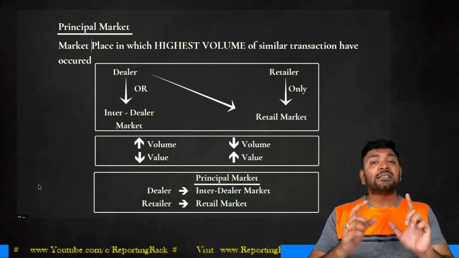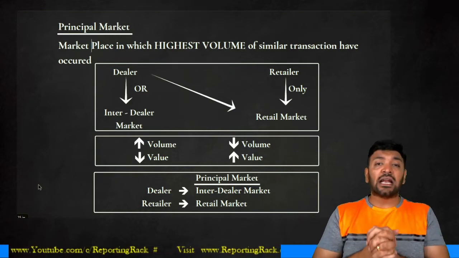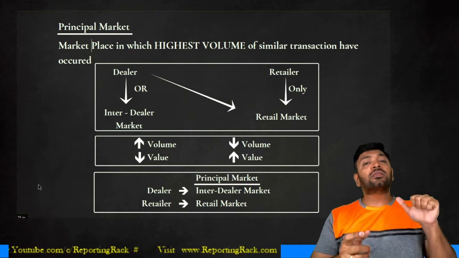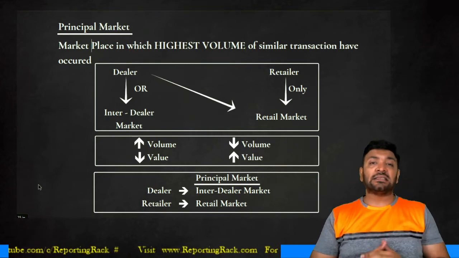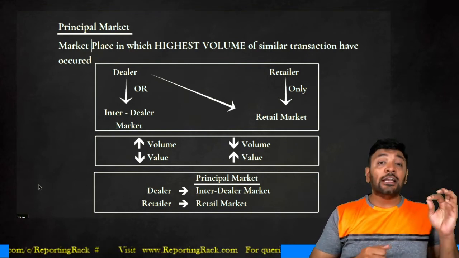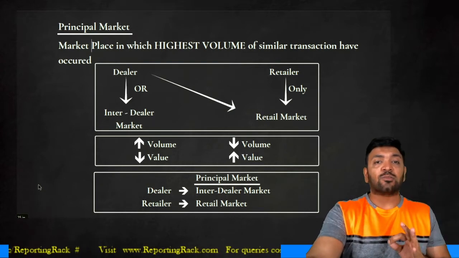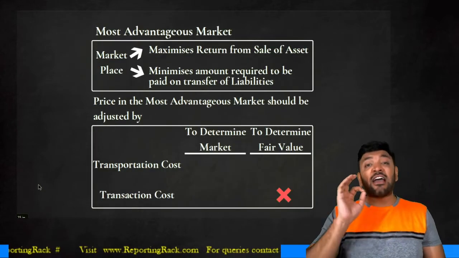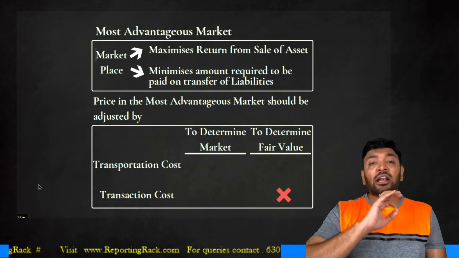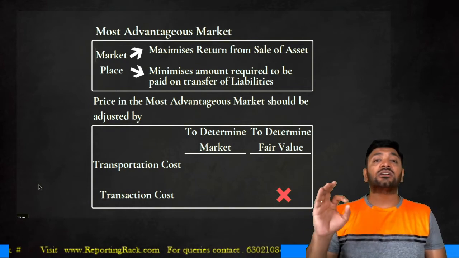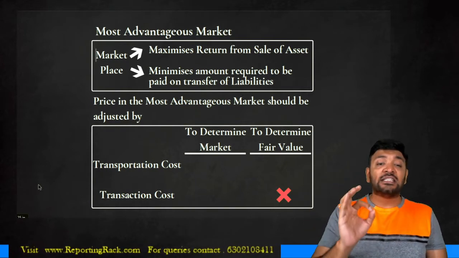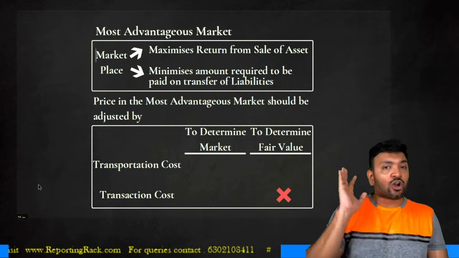I'll have to adjust the market price in the most advantageous market by both transportation cost and transaction cost in determination of the most advantageous market. But when I determine fair value, I should not reduce the transaction cost. I am only supposed to adjust for the transportation cost.